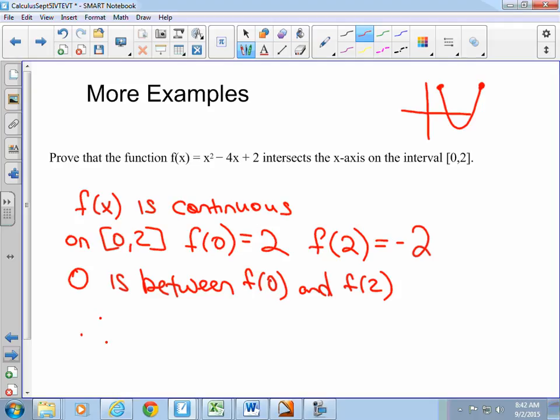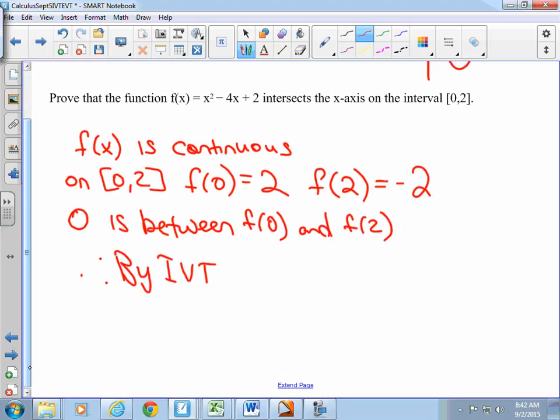So then I can say, therefore, by the intermediate value theorem, there is a C that lies between 0 and 2 such that, the new symbol, such that f of c.